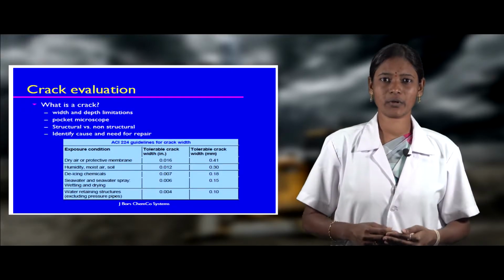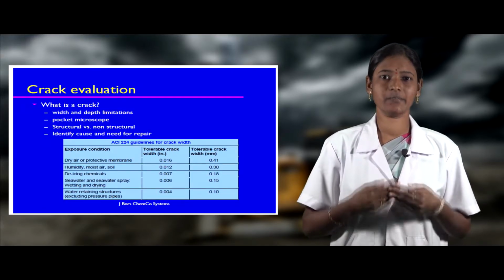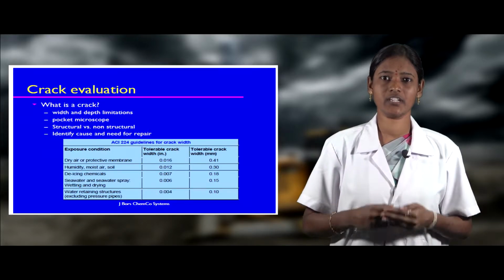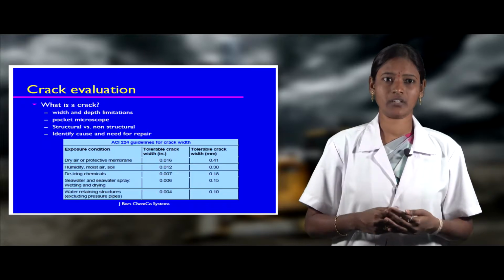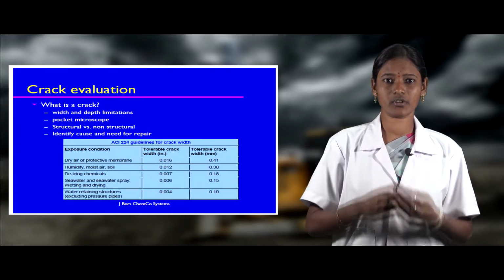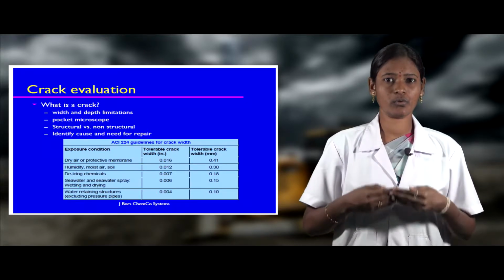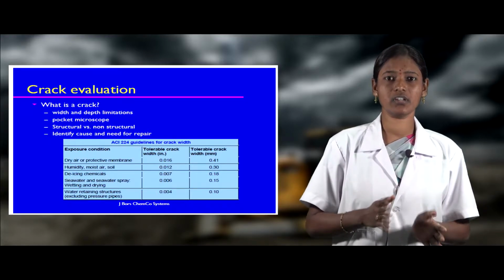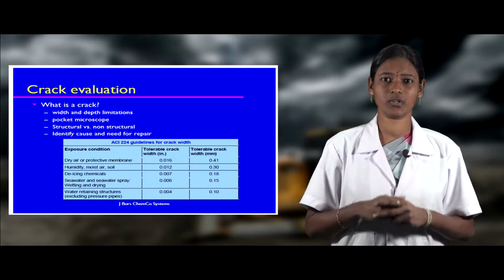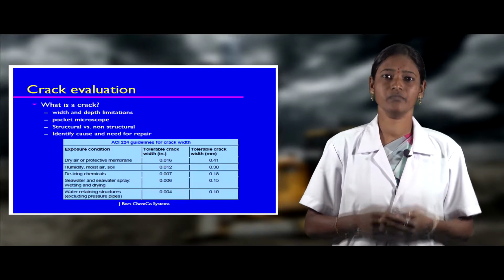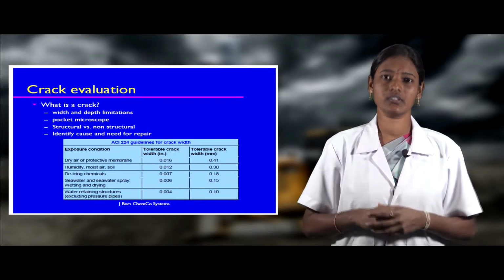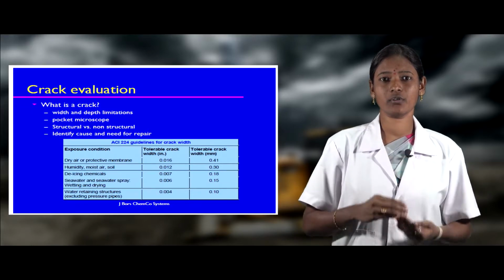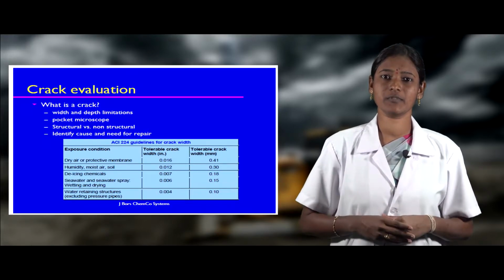Next is crack evaluation. Crack evaluation is done based on the ACI 224 guidelines for crack width. The width and depth determine the crack pattern. In order to determine the tolerable crack width, you have to go through the exposure condition. Based on that, limitations are given in the ACI 224 guidelines, as shown in the table. A pocket microscope should also be used. Structural and non-structural cracks should be considered. Identify the cause and the need for repair based on the crack pattern.